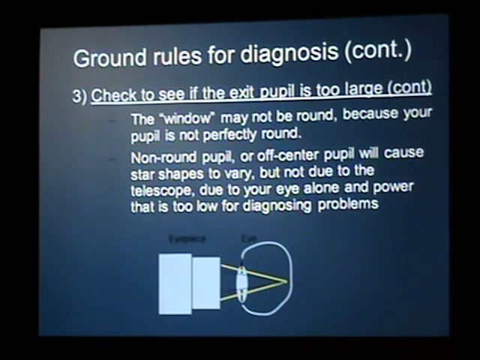So you're basically stopping down your telescope, which is fine. You can observe at low power and look at large objects. You're just going to lose a little bit of light, and the stars may have a funny shape. But we don't want to confuse this funny shape with something actually being wrong with the telescope.